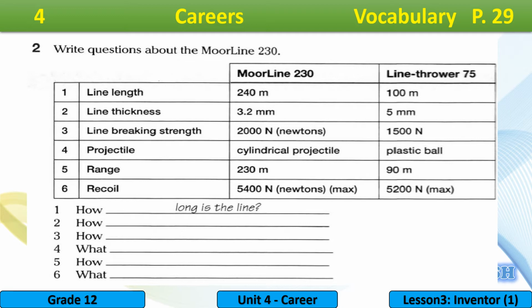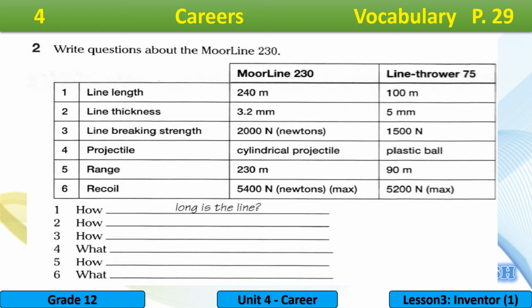Now let's have a look at the first question, which is a sample for you. As you can see, the length of the line is 240 meters. So if I want to make a question, it should be like the following. How long is the line? So we changed the word length into an adjective, how long. Now try to make similar questions about numbers from 2 till 6.